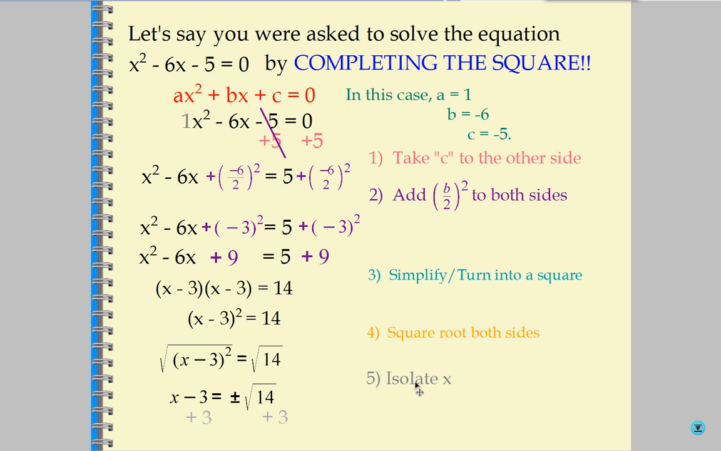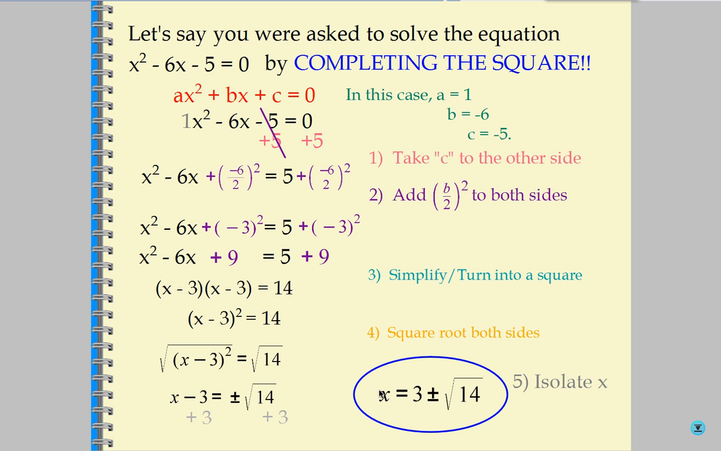The last thing we're going to do is isolate x, so I'm going to add 3 to both sides so that x can be by itself, and that's going to look like x equals 3 plus or minus root of 14. I actually have two different answers here. I have 3 plus the square root of 14 and 3 minus the square root of 14. If I had a calculator handy, I could turn that into two decimal answers, but they're not going to be nice decimals. I'm going to have to round them. So sometimes it's better just to leave it like this.